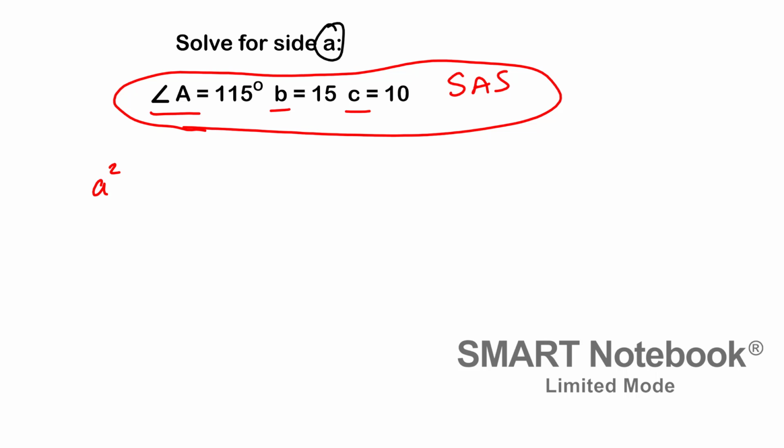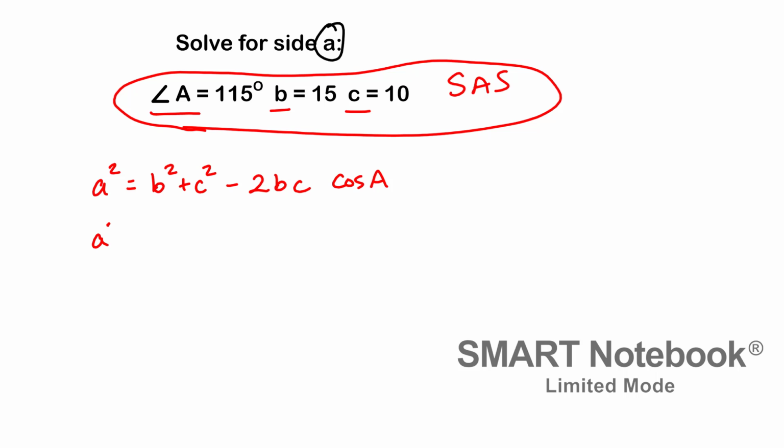So A squared is going to go on the outside of my law of cosines formula, and then I'm going to have cosine of angle A at the end. Fill in my Pythagorean theorem part with the remaining two sides, b squared plus c squared, and then I have negative 2 times those remaining two sides, negative 2bc times the cosine of A. We can start plugging things in.